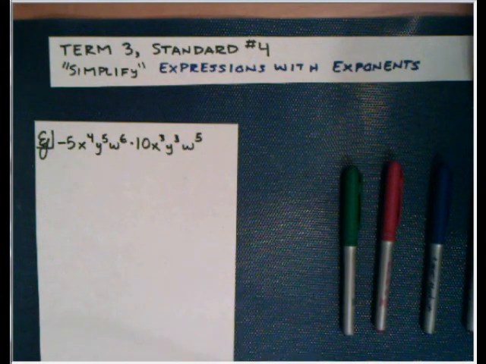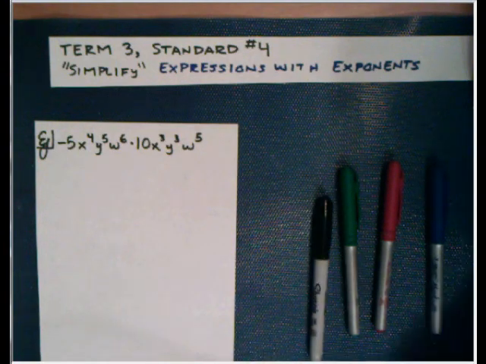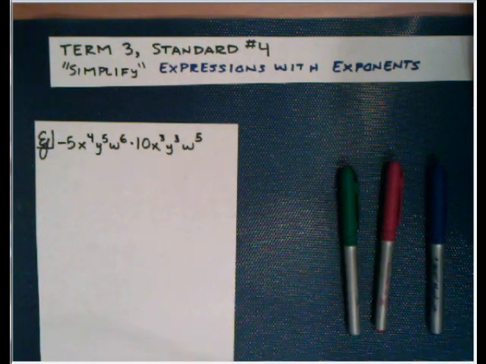So this time we've got negative 5, x to the 4th, y to the 5th, w to the 6th, times 10, x to the 3rd, y to the 3rd, w to the 5th. So again, we're multiplying, but either way we're going to try and work by grouping all the similar factors together and doing what we need to with them.